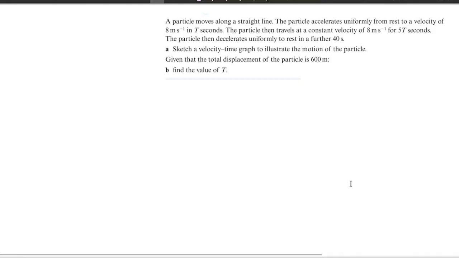In this question, we're told that a particle moves along a straight line. The particle accelerates uniformly from rest to a velocity of 8 meters per second. As soon as I know I'm working on a velocity time graph, I'm actually going to try and produce the graph straight away. Whether I'm asked to in the question or not, I'll start producing the graph so I have a good visual reference of the scenario.